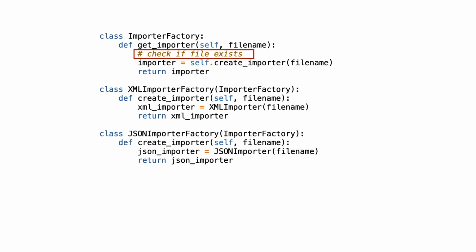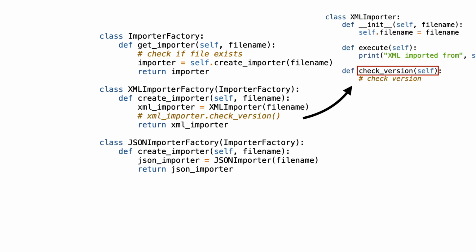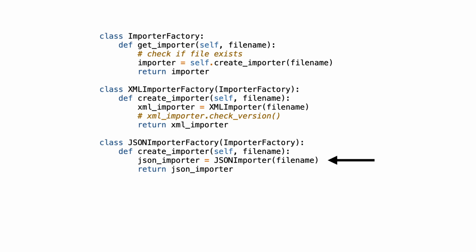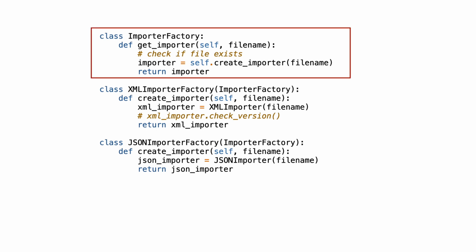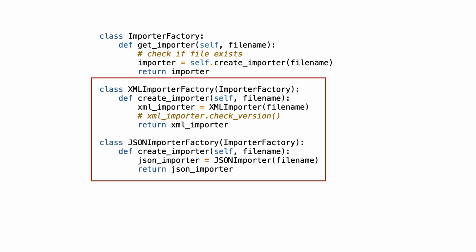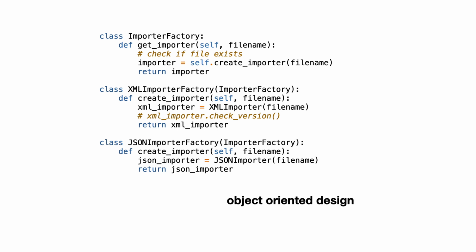The importer factory could, for example, check if the file exists before even returning an importer. This can be done in the base class because it applies to all importer factories. Perhaps the XML importer has a method to check the XML version and XML importer factories need to call it before returning the instance. Checking for XML versions does not need to happen for JSON importers. So there is generalized code and specialized code. Generalized code goes in the superclass, and specialized code goes in the subclasses. And all this is just basic object-oriented design. The factory method pattern helps to put code where it belongs.